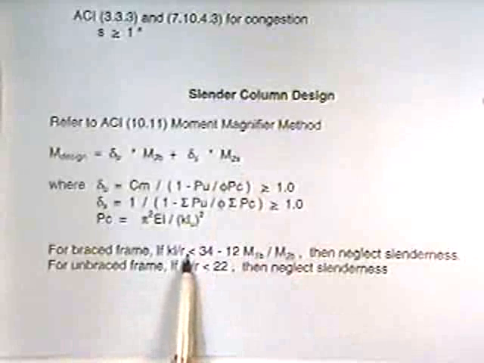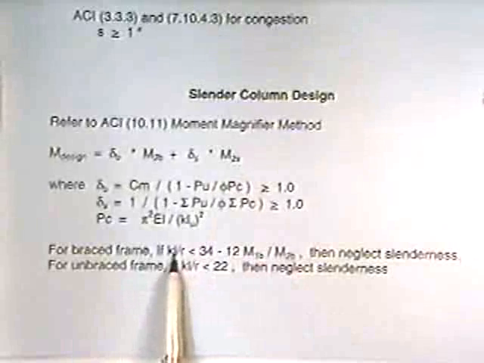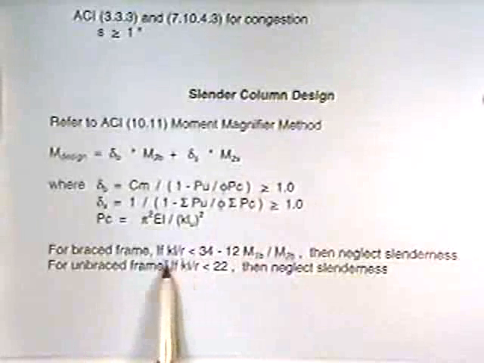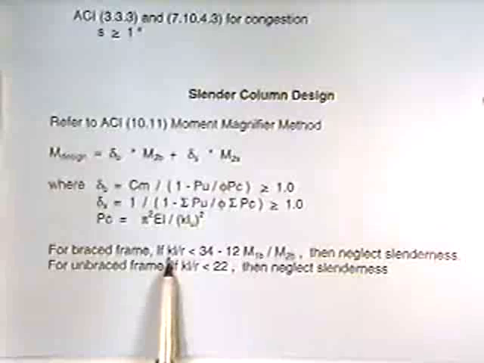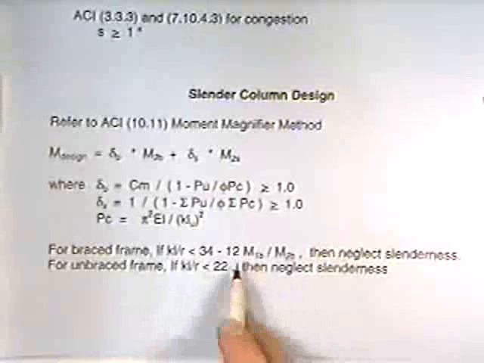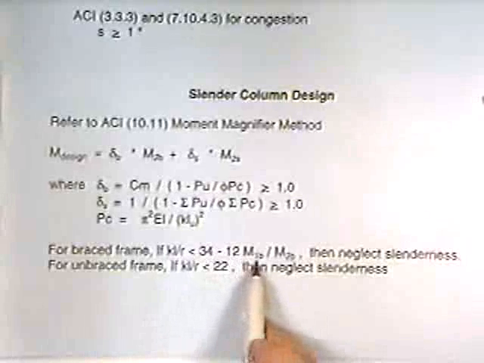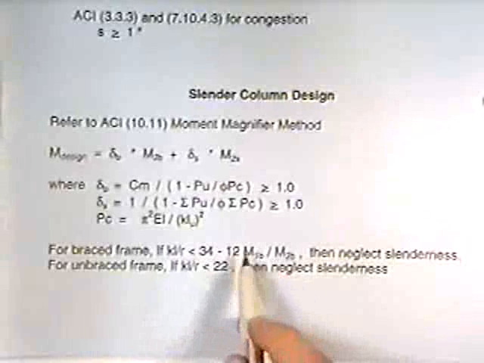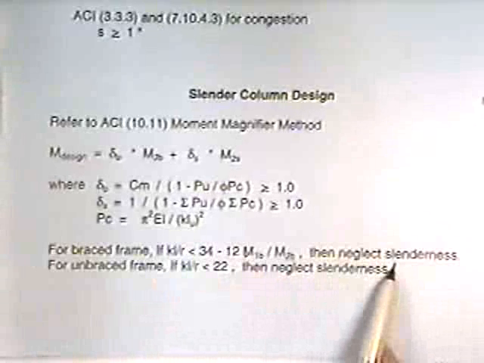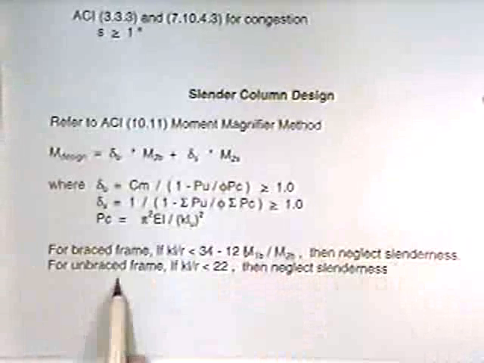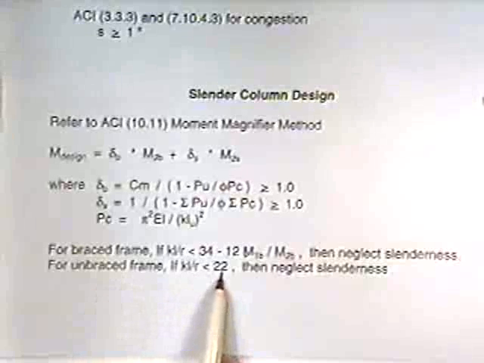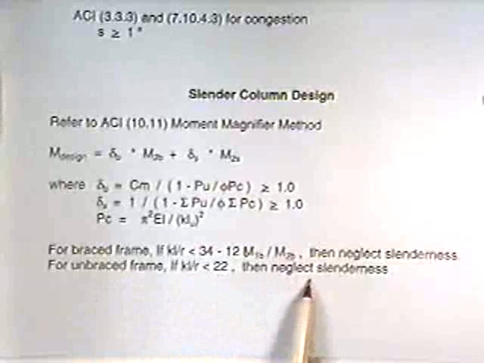If KL over R, alright, where L is the length of the column, the height of the column, R is the radius of gyration, and K is the effective length factor. If KL over R is less than 34 minus 12 times M1B divided by M2B, this is the ratio between the moments in the top and bottom parts of the column, then you can neglect slenderness. If you're in a slender column where it's in an unbraced frame, if KL over R is less than 22, you can forget about slenderness.